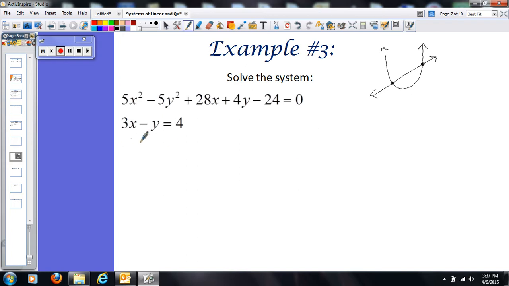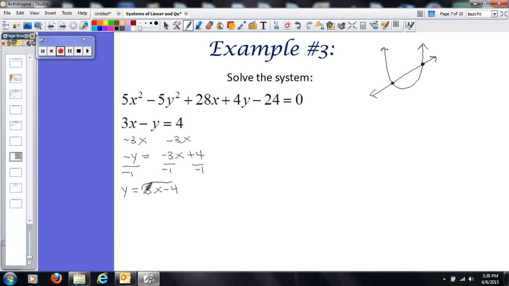So what you're going to do is solve the linear equation for either x or y. I'm going to go ahead and solve for y. So I'm going to subtract 3x from both sides. I get negative y equals negative 3x plus 4. Then I'm going to divide by negative 1, and I get y equals 3x minus 4.